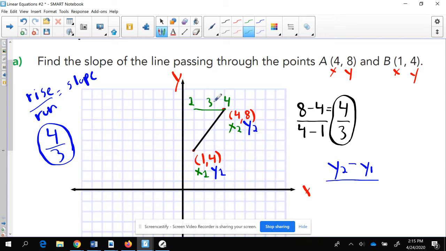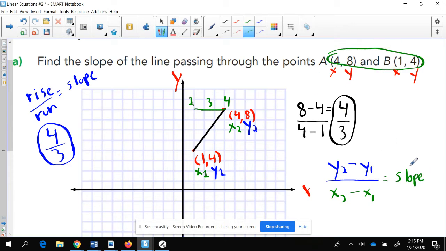And then what do you do to find the run? Well, if the run is 3, didn't you take 4 minus the 1? Didn't you take the 4, which is the x2, and subtract the 1 to give you the 3? And so you take x2 minus x1. And guys, this is the formula for slope when you are given 2 points.